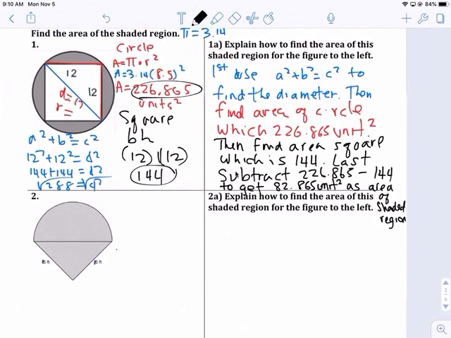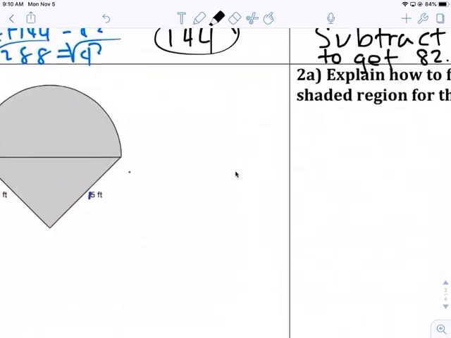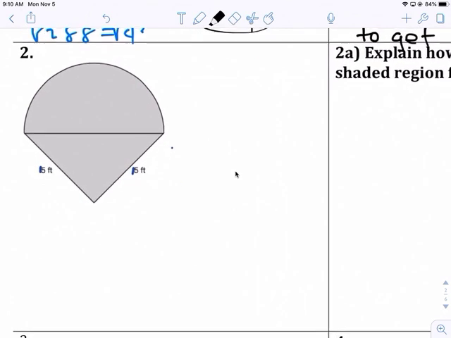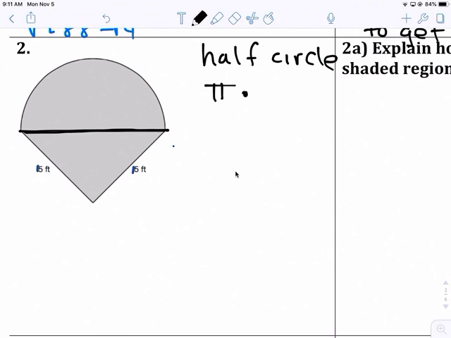That means you're finding this area right here. Okay. And then here, again, let's find the half a circle. Area of half a circle, but it doesn't have a diameter or a radius, so area of half a circle is pi times r squared. That's a whole circle. Because it's half, you divide it by 2.